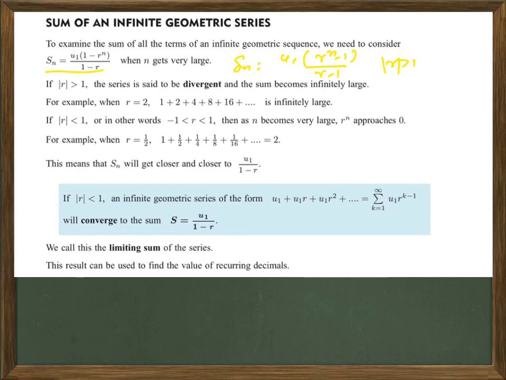Now we'll see how to find the sum if the infinite geometric series is given. For this we have the formula: the sum is u1 by (1 minus r). So u1 by (1 minus r) gives the sum of the infinite geometric progression series.